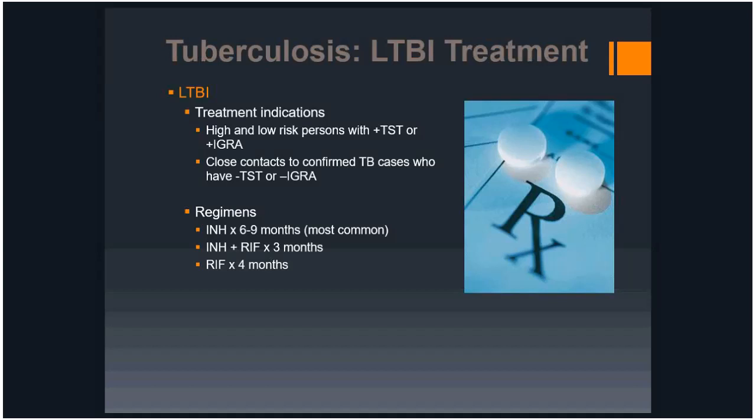Also, when you have close contacts to confirmed tuberculosis cases, even if their TB skin test is negative or their IGRA is negative, because they've had the close contact, you still want to treat them anyway. These regimens consist of INH or isoniazid for 6 to 9 months. That's most common. There are shorter regimens which combine isoniazid and rifampin, or rifampin alone for 4 months, but there's obviously some concern with renal and kidney function with rifampin. Everybody doesn't do well with rifampin.